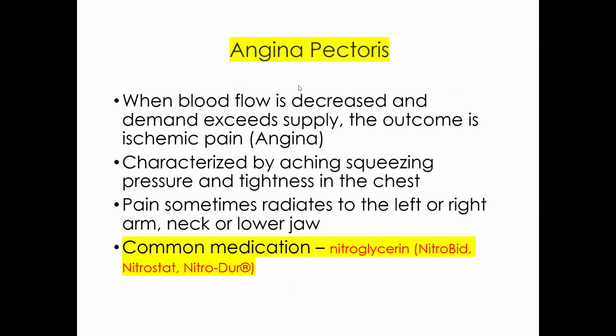Angina pectoris, it's highlighted because you do need to know this medication. When blood flow is decreased and demand exceeds supply, the outcome is ischemic pain or angina, characterized by aching, squeezing, pressure, or tightness in the chest. Pain sometimes radiates down the left or right arm, up into the neck or the lower jaw. People typically know that they have it, and they will take something like a nitroglycerin tablet, Nitrostat, Nitrobid, and put it under their tongue and let it dissolve, and that helps to dilate the vessels so the pain goes away.